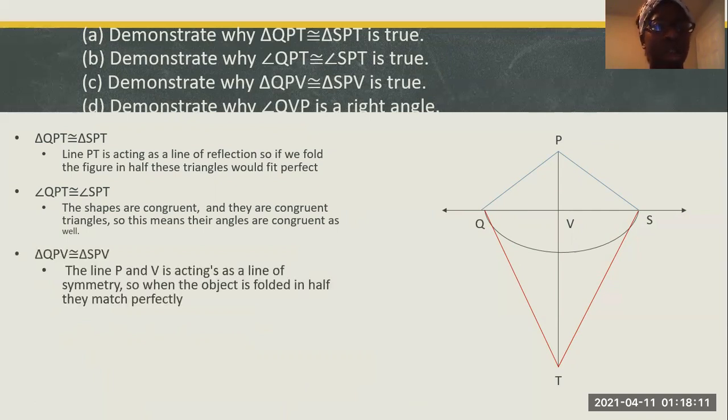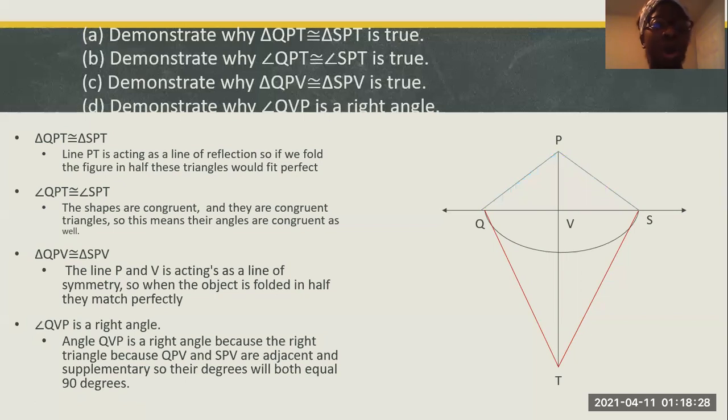Now let's go to triangle QPV is congruent to SPV. This is because line PV is acting as a line of symmetry as well. So when the object is folded in half, they match perfectly.